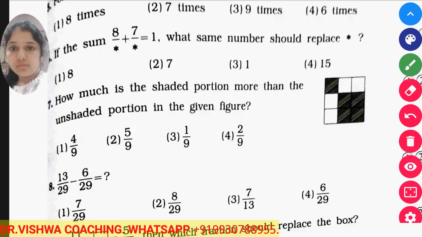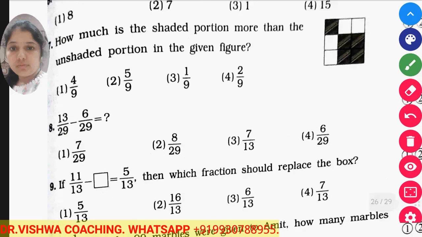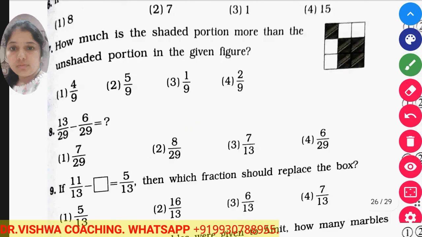The shaded portion is greater than the unshaded portion by 1 upon 9. Okay, this can be solved in another way if you are a genius. Now see, 9 equal parts, 5 parts are shaded, 4 parts are unshaded. What is the difference between shaded and unshaded parts? 1. 5 minus 4, 1. So 1 upon 9 is the difference.